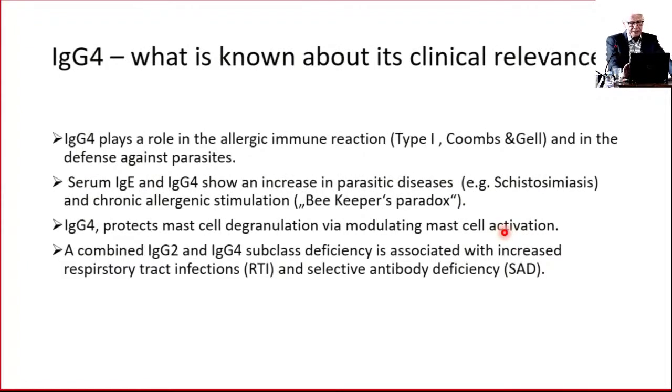And a combined IgG2 and IgG4 subclass deficiency has long been known and is associated with increased respiratory tract infection and a selective antibody deficiency. You may still have normal total IgG in your serum measurement, but if the two subclasses, which both are not very important in concentration, are low, you have a specific antibody deficiency against certain bacteria or viruses or what have you.